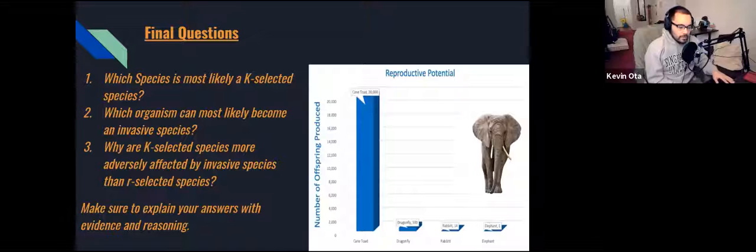Hopefully you guys got those answers correct. Hopefully you guys understand a little bit more about what makes a K-selected species different from an R-selected.